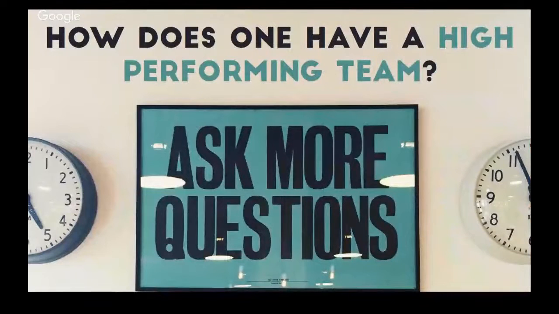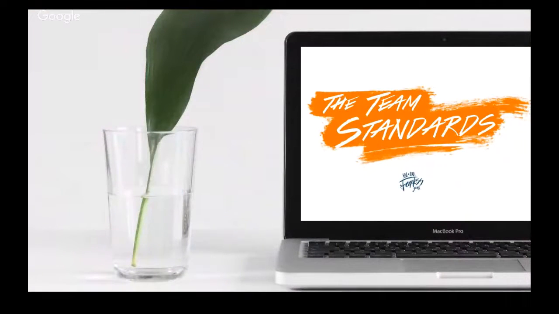So you might ask yourself, how does one have a high-performing team? Because all of you do have a team and you have been putting in a lot of effort towards them, ensuring that they achieve the results and goals that are required. But you keep asking yourself over and over again, how do you have a high-performing team? And there's just one very simple answer to this. Team standards.